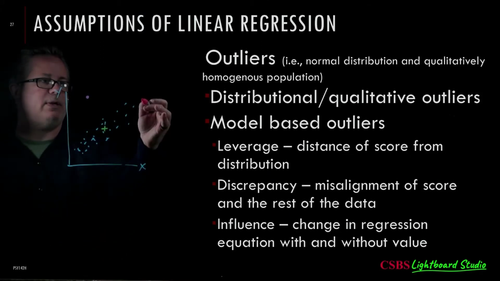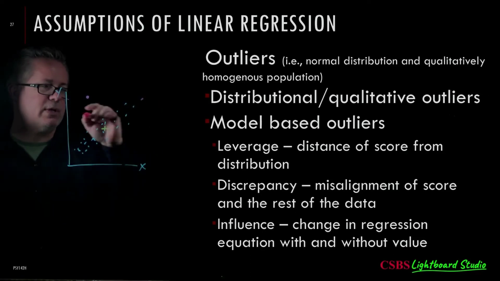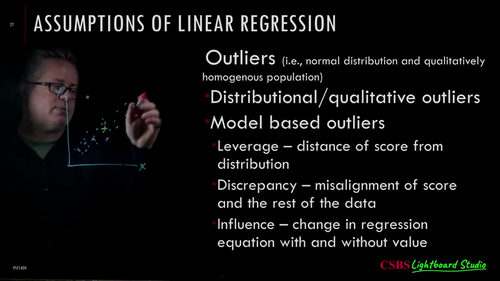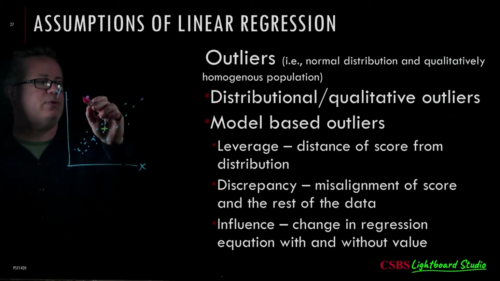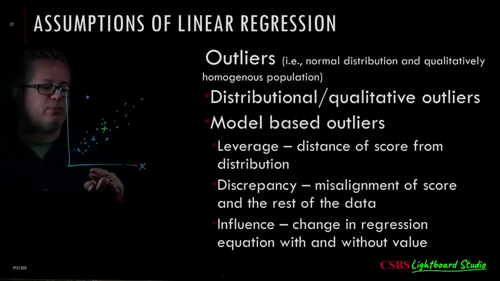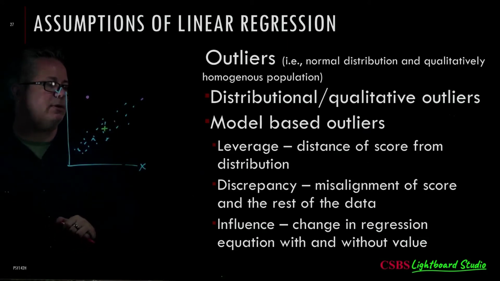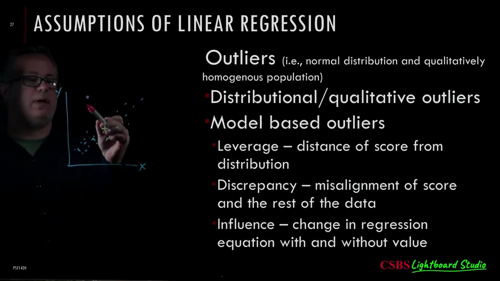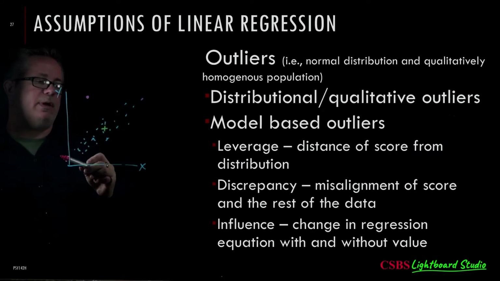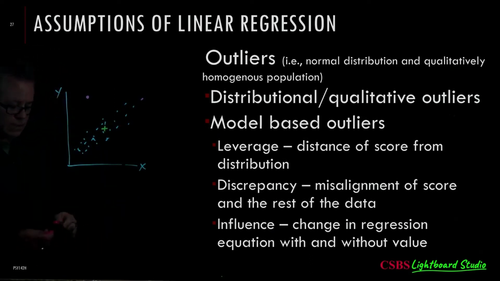Or say a point out here has a lot of leverage, but because it has little discrepancy, it's not going to change the line very much. All right, so when you have both leverage and discrepancy, you can get these model-based outliers, where the combination of their predictor and their outcome score makes them just a crazy outlier that doesn't quite go with everything else. So you might decide to get rid of that particular score, because it's having a crazy amount of influence on the rest of the equation.